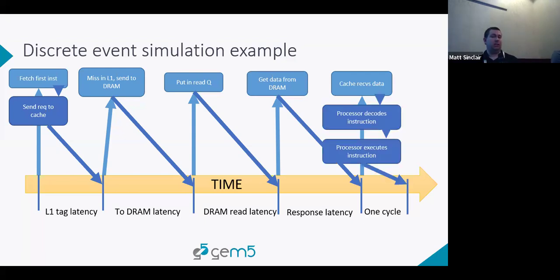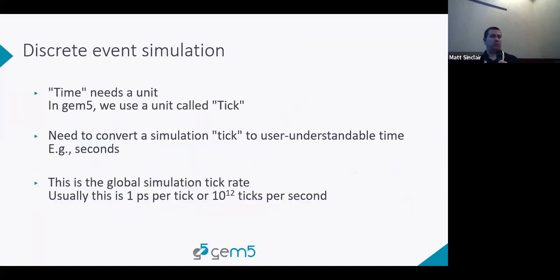The cache receives the data, and then one cycle later, the processor gets the instruction and can decode it and execute it. So the key here is because each of these things is being treated as an event, they will each be placed on that event queue with the appropriate latency of that action, and that allows us to model the behavior of this real system, because just like a real system has a cost to doing each of these, so too does gem5. And then, of course, this process repeats, and we do it for the next instruction.